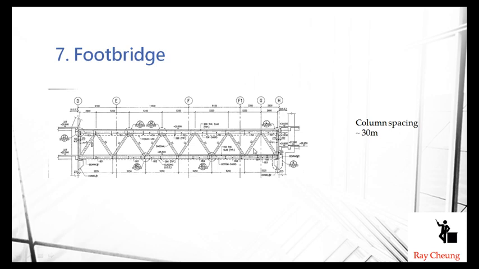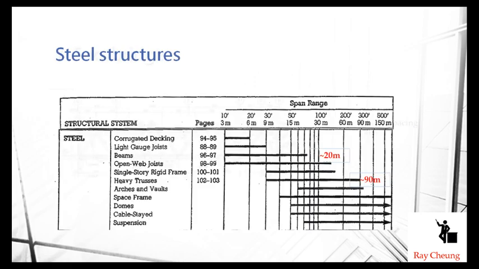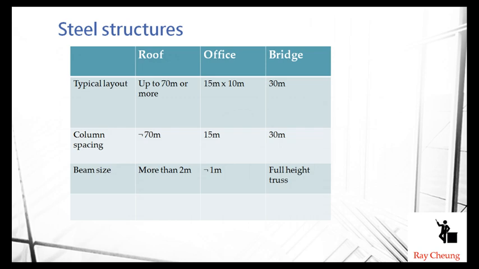Another type is a footbridge. I think people normally consider 30 meters as the minimum, and you can design much longer because the steel truss occupies the full height of the steel bridge, and this is very good for the structure. And this is also the summary of the steel structures.